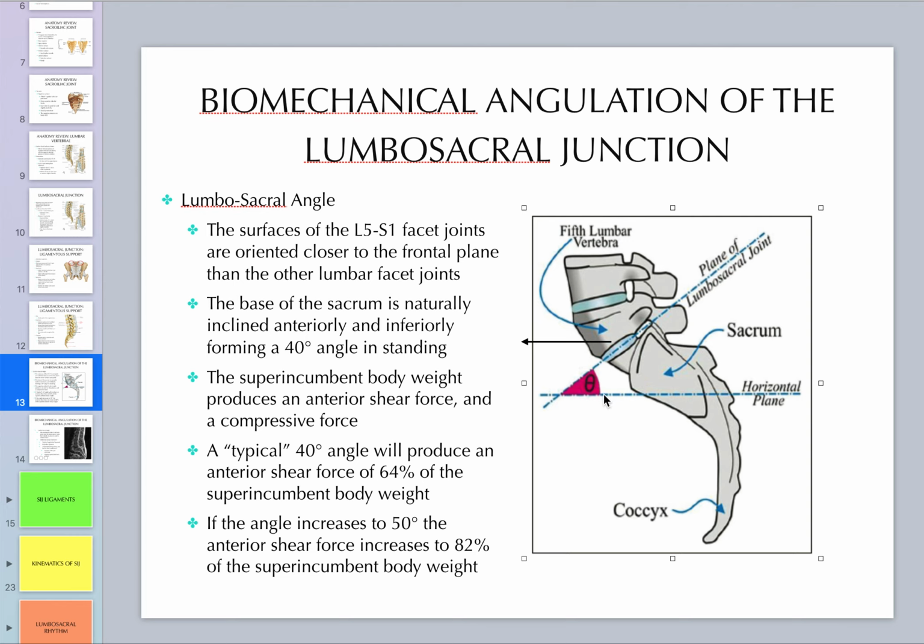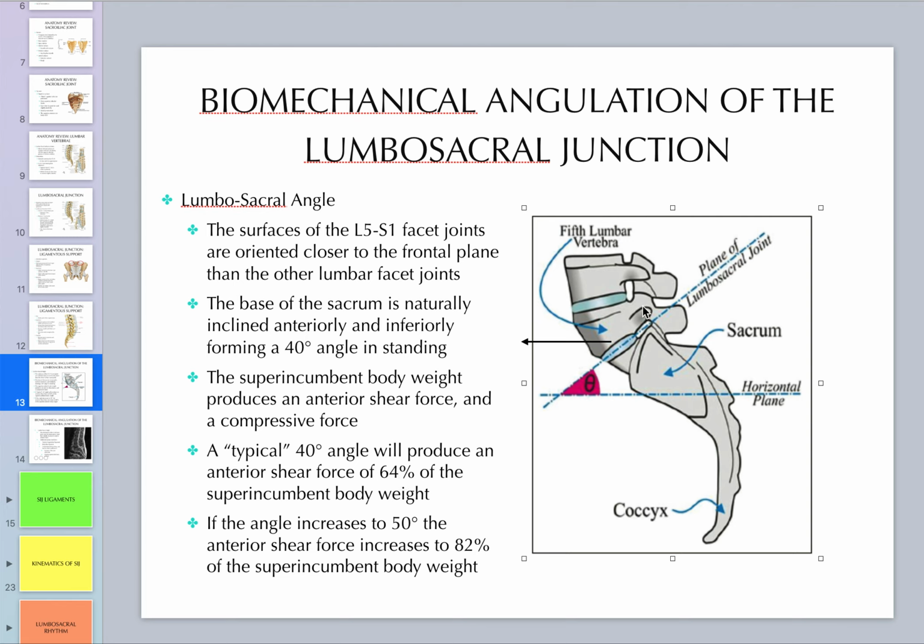If this angle right here increases to about 50 degrees, meaning that the sacrum will rotate more and the angle will increase, the forces acting upon L5 on S1 will increase to about 82%. So the shear forces of translation, the body's weight, will naturally push S1 anteriorly right here on the sacrum. And that, of course, is not good for our body. So the reason, you see, 64% is already a lot, right?